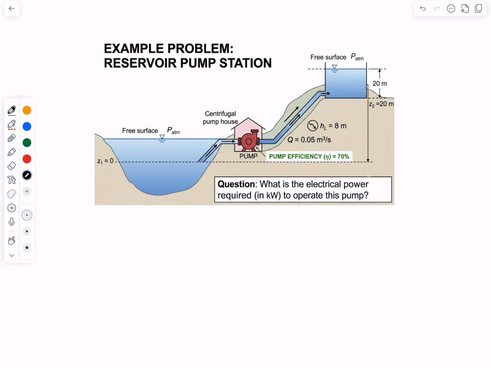Today we're looking at another problem for fluid dynamics. This problem is a reservoir pump station where we have a lower reservoir with a pump that is moving some water up to an upper reservoir. We have a flow rate of 0.05 meters cubed per second and a head loss of 8 meters. Our upper reservoir is at a height of 20 meters. We should also note that our pump efficiency is 70%.